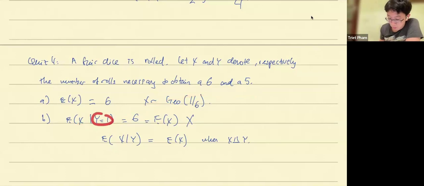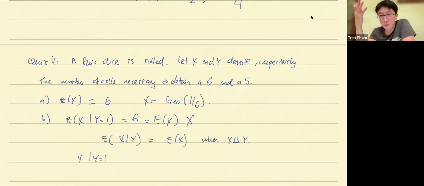So Y has an influence on X. Of course, the influence is way more than that, but this is just to point out that they cannot be independent. So therefore, throwing this out is wrong. So how do we do this? Well, it's pretty simple, really, because if Y equals 1, that means the first toss is a 5. You know that. And what is X?